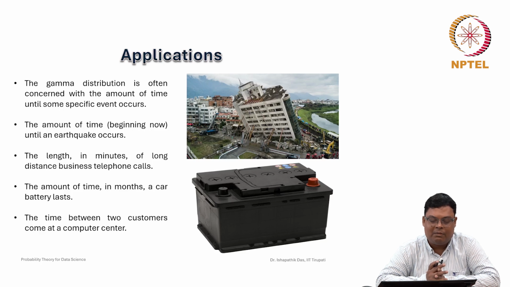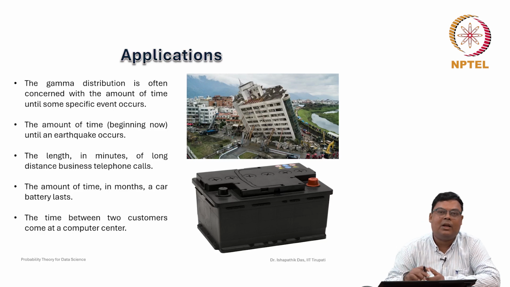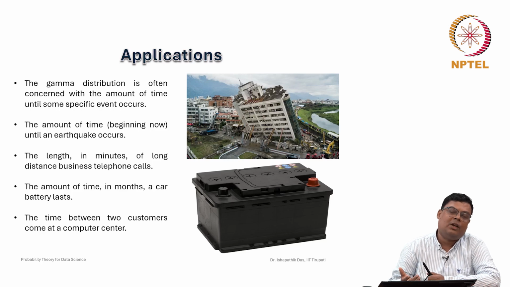Examples include the amount of time beginning now until an earthquake occurs, the length in minutes of long distance business telephone calls, the amount of time in months a car battery lasts, and the time between two customers arriving at a computer center. So, whenever you are modeling a time variable or lifetime, which is a positive random variable and also unimodal, we can use a gamma distribution.